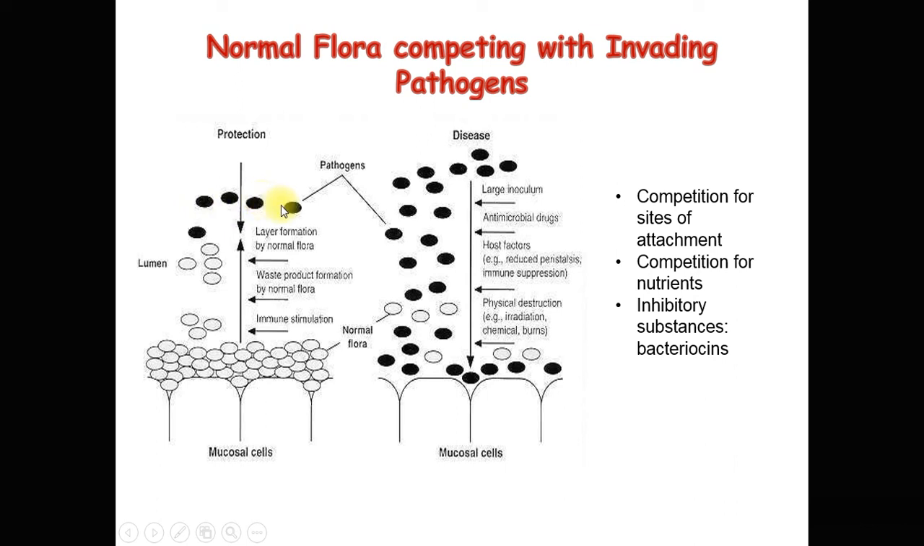These dark colored cells are the pathogens which are trying to enter inside the body. When they enter, they try to do so by attaching to the mucosal cells. But since these sites of attachment are already occupied by the NMF, they cannot attach and hence they cannot cause the infection.